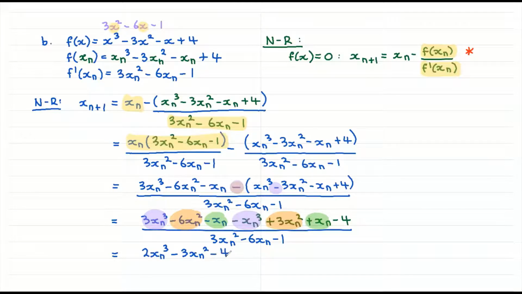Okay. And then all over 3xn squared, subtract 6xn, subtract 1. And there we have our Newton-Raphson method rewritten, okay, as required.